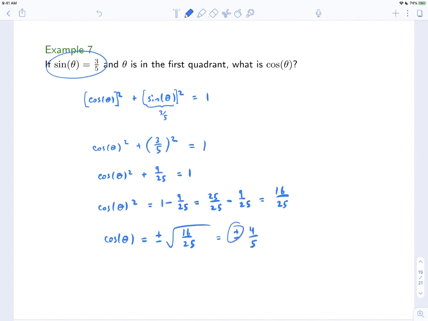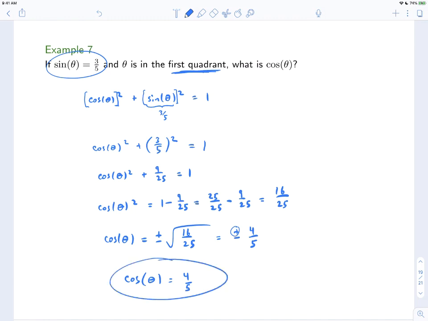Now it's the plus or minus that we don't know yet. That's determined by which quadrant you're in. If you're in the first quadrant, then that means x is positive. So that means cosine is positive. So we pick the positive square root. So cosine of this angle theta is positive 4 over 5.